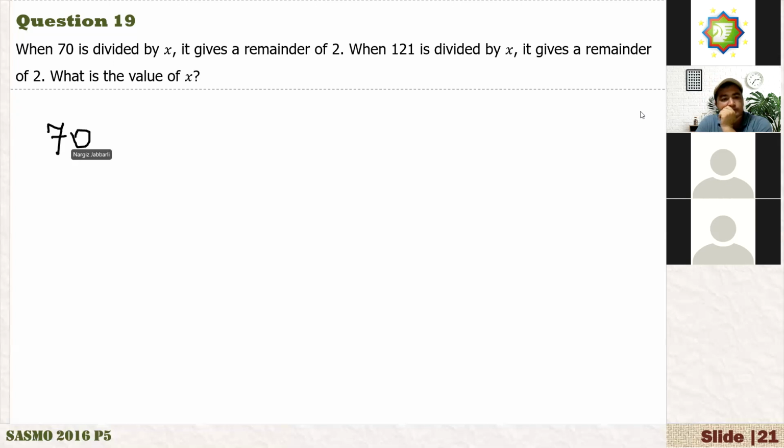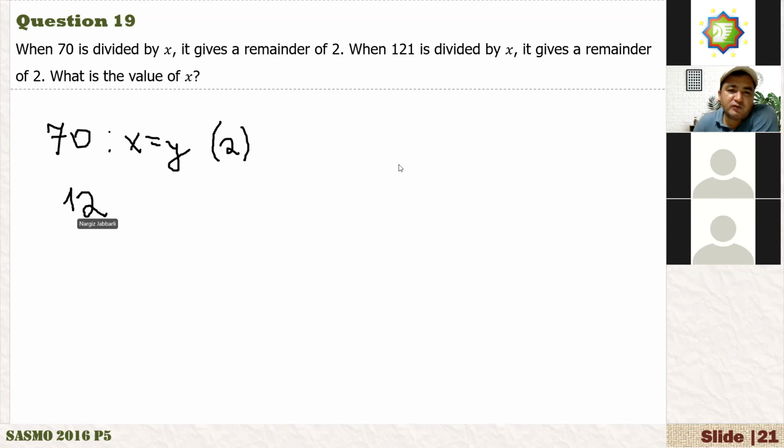70 divided by x, and this is y, and 2. Nargis, why don't you write it like this? Because when you divide 70, you'd better write it like this: 70 is divided by x, so here we have x times a quotient, and the remainder is 2.